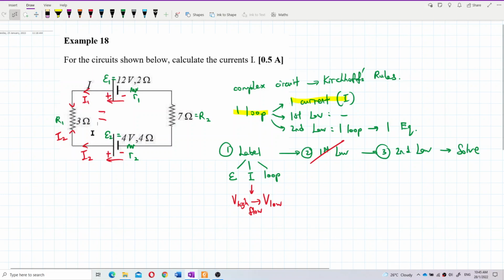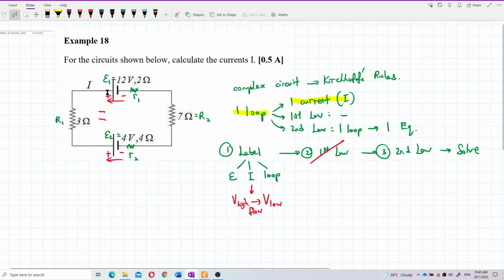No. Instead, this is what happened. Let me write it down. This 12 volt battery is a bigger battery than this E2. E2 is a smaller battery, E1 is a bigger battery. So normally current flows from high potential to low potential. That means this E1 is considered to be higher potential. It actually pushes the current to go in the direction of E1.